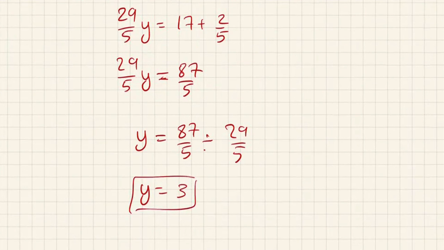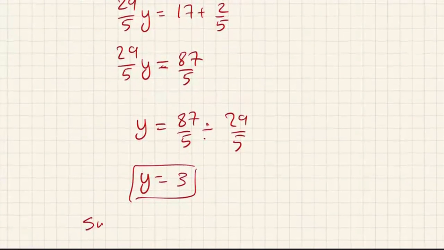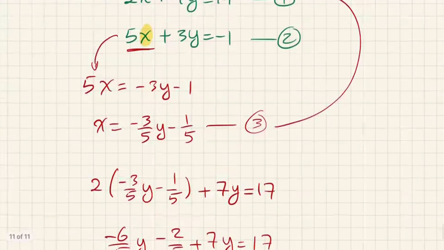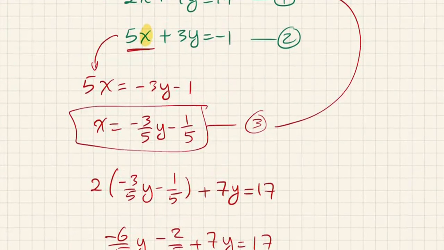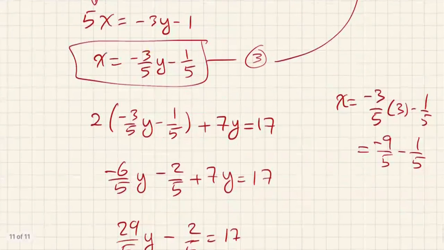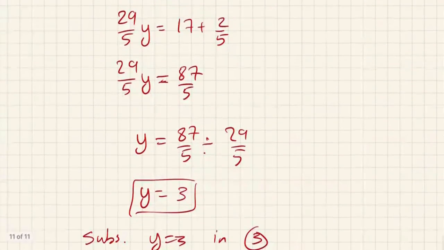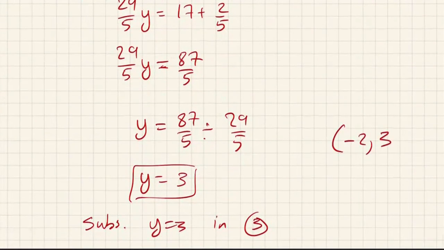What I have to do, I will substitute automatically in 3. So substitute y equals 3 in 3. In 3, which is this one, I will remove y and put a 3. So x equals negative 3 over 5 times 3 minus 1 over 5, which equals negative 9 over 5 minus 1 over 5, which equals negative 10 over 5, equals negative 2. So x equals negative 2. Solution is x equals negative 2 and y equals 3. Okay.